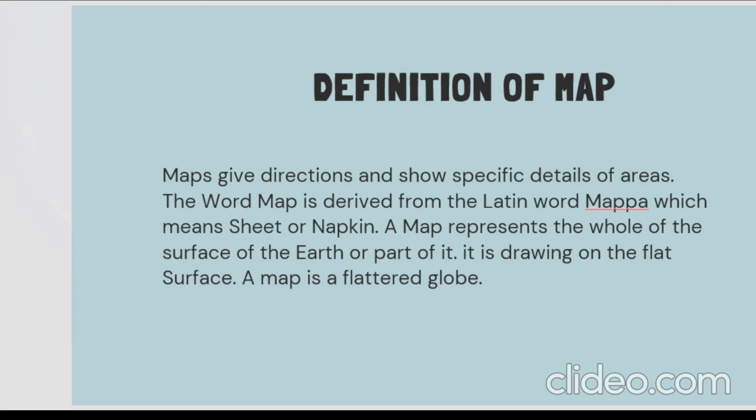Definition of maps. Maps give directions and show specific details of areas. The word map is derived from the Latin word mappa, which means sheet or napkin. A map represents the whole of the surface of the earth or part of it. It is a drawing on a flat surface. A map is a flattened globe.